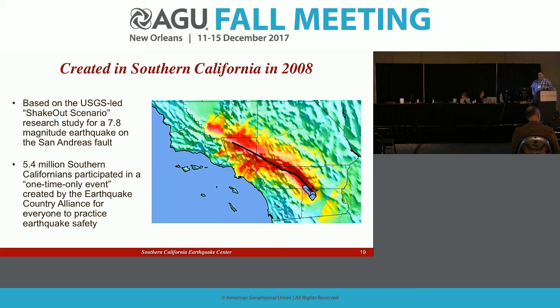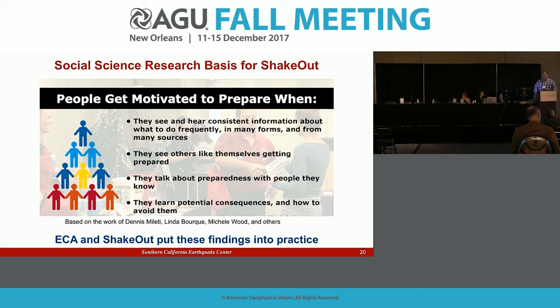And it was going to be an exercise with the first responders, and we said, how do we get everybody else to be able to participate? We had 5.5 million people participate in what was going to be a one-time event, and it has really expanded far beyond anyone's expectations. A lot of that is because we applied social science research on what motivates people to take preparedness actions, some of these key factors, basically social cueing and milling and all these aspects that lead people to take action because they're interacting with each other, they're seeing what other people are doing, and we're really trying to put those into practice.